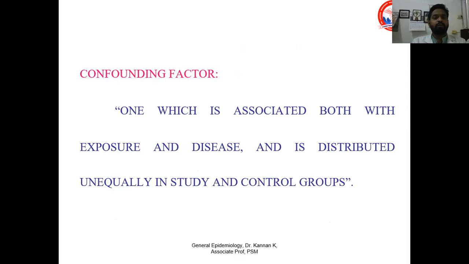Confounding factor. What is a confounding factor? One which is associated with both exposure and the disease and is distributed unequally in study and control groups. Suppose, for example, you are going to deal with CA esophagus and alcohol; you have to make sure that smoking is eliminated from the study group by doing matching or during the analysis part. So this third factor, which has influence on both the exposure and the disease, is considered a confounding factor. One which is associated with both exposure and the disease and is distributed unequally in study and control groups is otherwise called a confounding factor.